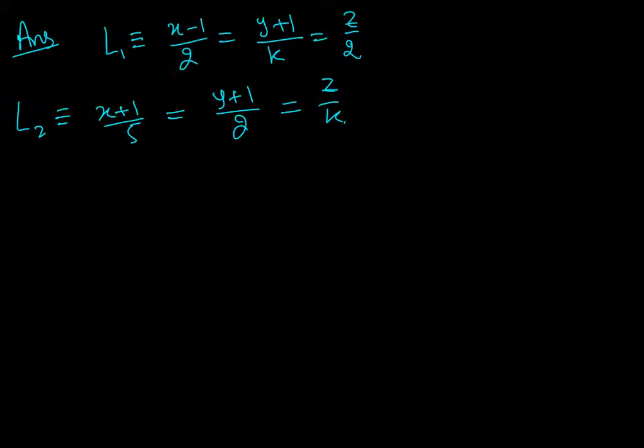In this question we have two straight lines, L1 and L2, and it is given that these two straight lines are coplanar. We are supposed to find the equation of the plane which contains these two lines.